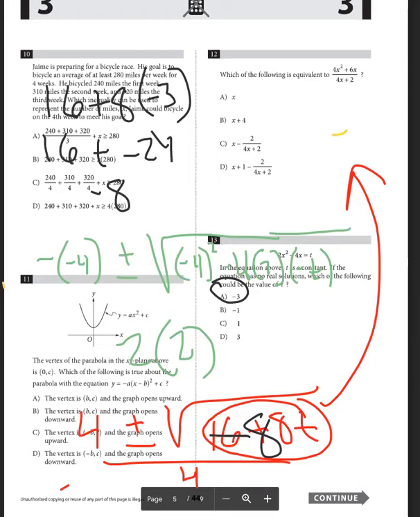If you plug in the other answers here, of course, you're going to get a positive number, and that's why those would work. Those would be real solutions. Negative 3 is the only one that would give you a non-real solution. So hopefully that kind of made sense for everyone.